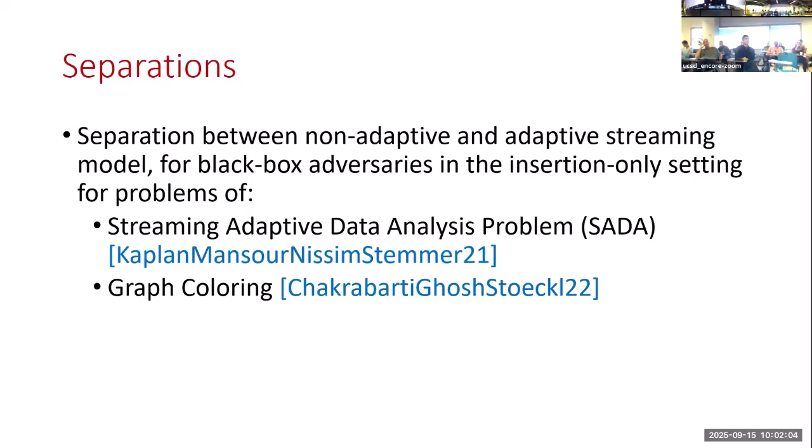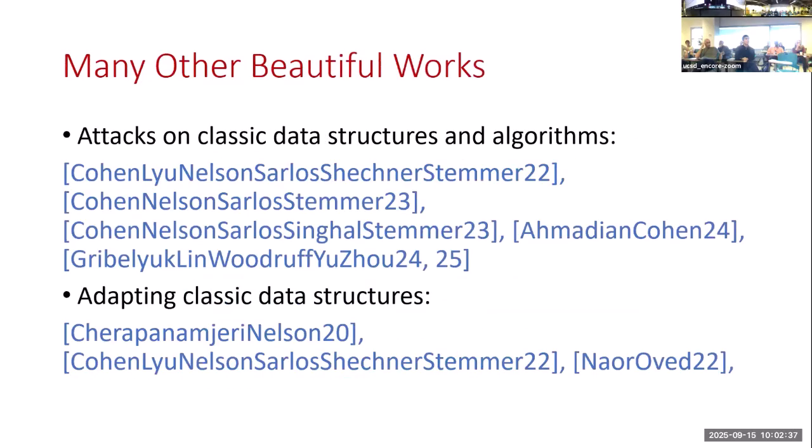Another separation you might ask about is, what about when we only have insertion-only streams, where the adversary again only has access to the output of the algorithm? There are some initial separations shown by Kaplan, Mansour, and Stemmer for the streaming adaptive data analysis problem. Again, we'll talk more about adaptive data analysis throughout this workshop. And finally, work by Chakrabarti, Ghosh, and Stoeckl showed a separation for the graph coloring problem. So that's a preview of some things that were done. There have been many other beautiful works, attacks on classic data structures and algorithms, and defenses, so both sides, attacks and defenses.